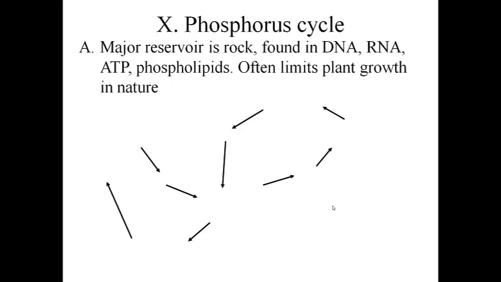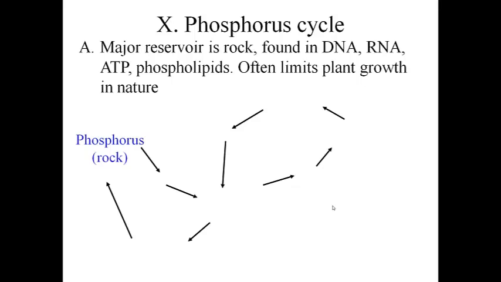The major reservoir for the phosphorus cycle is rock. We need phosphorus for our nucleic acids, our materials of heredity, DNA and RNA, as well as ATP, the energy carrier of the cell, and phospholipids, an important component of our membranes. The phosphorus is often limiting to plant growth in nature. We'll see the impacts of that when we start talking about the effects.